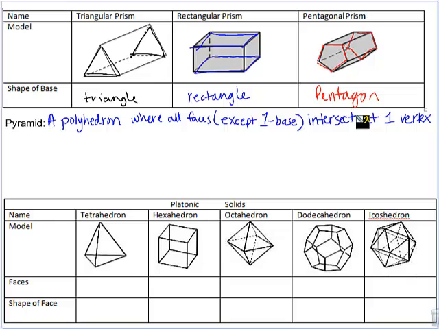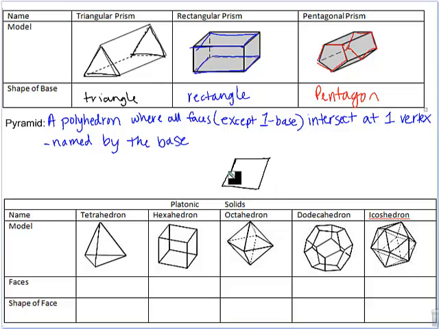So it's a polyhedron where all the faces except one intersect at one vertex. And pyramids are also named by the base, the same way we named our prisms. So for example, here I can draw us a pyramid.